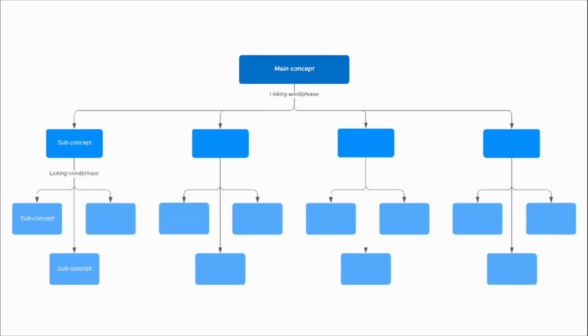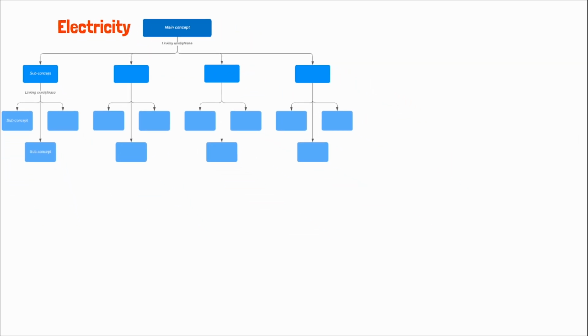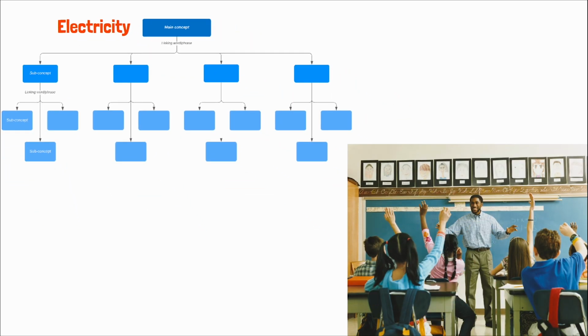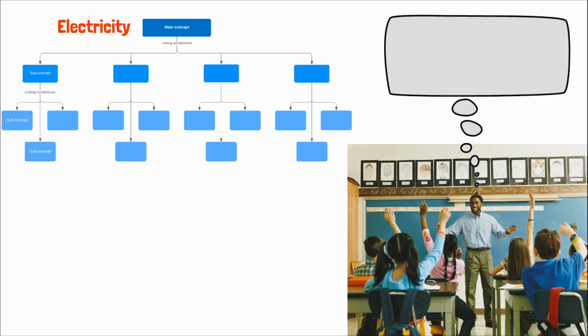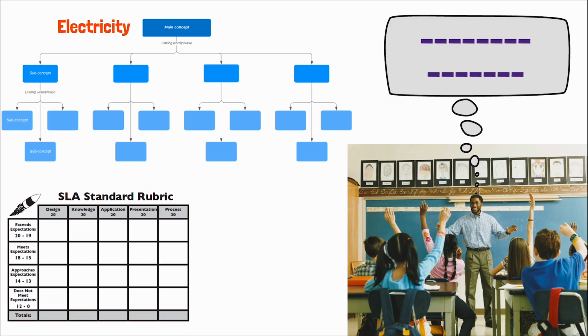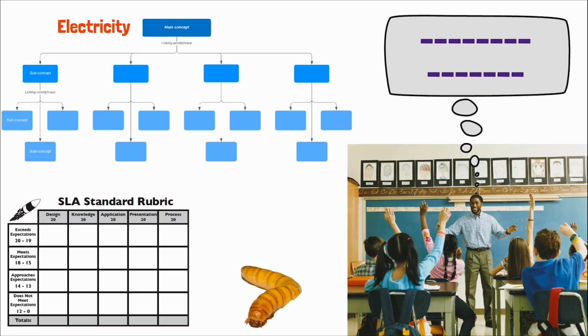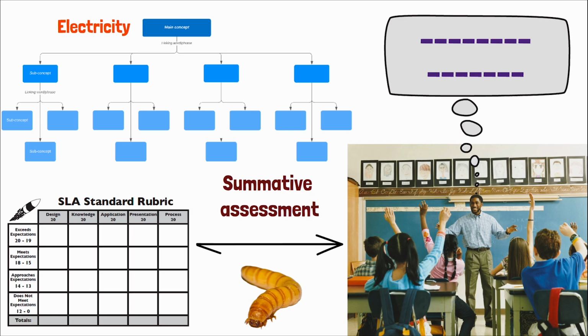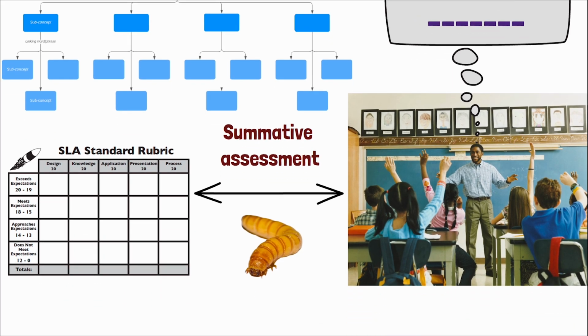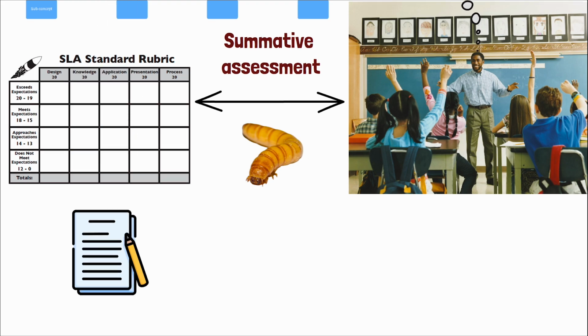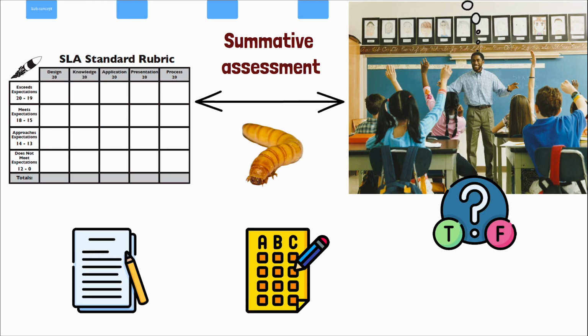Creating concept maps at the beginning of a unit, such as on the topic of electricity, serves as a diagnostic assessment. This activity helps the teacher gauge students' prior knowledge and misconceptions, providing a baseline for instruction. Similarly, using rubrics to evaluate students' sketches of mealworms' life cycles after months of observation is an example of summative assessment, which measures student learning at the end of an instructional period. Traditional assessments include essay items, multiple choice, short answer, and true-false items.